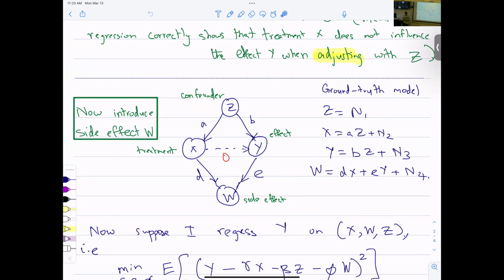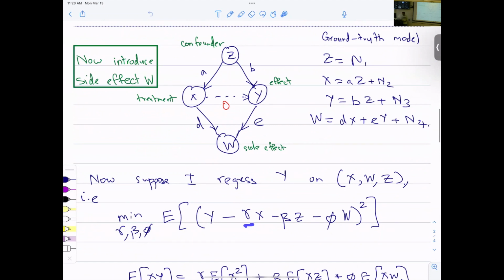Let's do regression again. I'm going to regress on these three. So I have three variables, gamma, beta, and phi. This is what I'll call gamma, this is beta, and this is phi. Forget about directions, forget about causal, right? I have this bunch of variables, I want to fit Y.